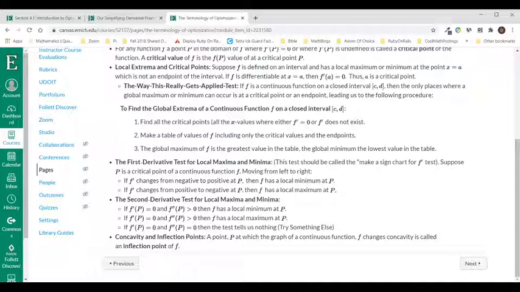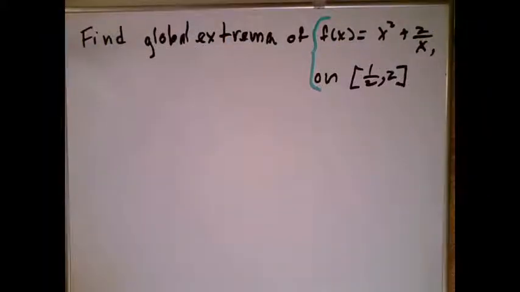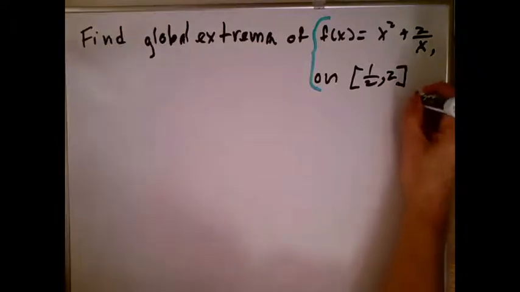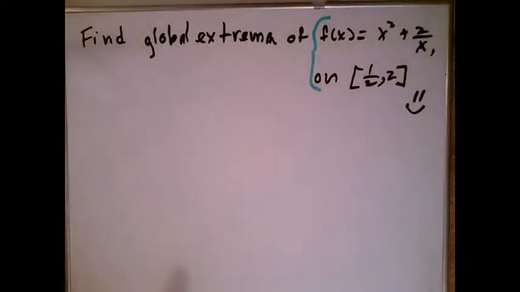Let's just look at an absolutely typical application of this. Here we go. It says find the global extrema. They gave us a function, f of x equals x squared plus 2 over x. Now if they didn't give us a closed interval, we have to go through the entire graphing procedure to find out what the global high points and the global low points are. But if they give us a closed interval, and I'm going to try and do this every time, I'm going to get a little smiley face because it's a lot less work.